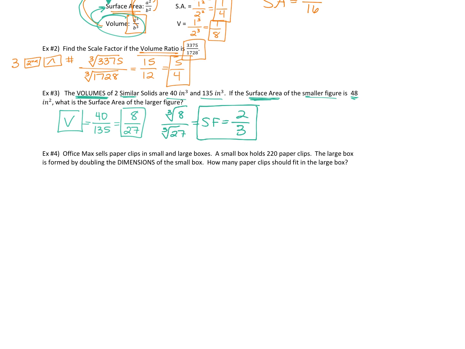I don't want a scale factor. What do I want? A surface area ratio. So what do I have to do to 2 to 3? You got to square it. So surface area is going to be 2 squared to 3 squared, or 4 to 9. Okay, that's where we want to be. We want the surface area ratio.